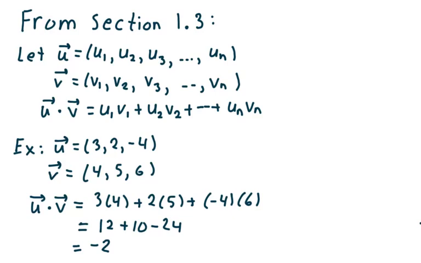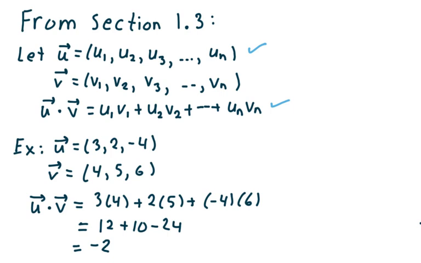This is a video from section 1.3 in a linear algebra class. Let u equal the vector u1, u2, u3 all the way through until un. Let v equal the vector v1, v2, v3 through vn. The dot product of u and v is equal to u1 v1 plus u2 v2 plus u3 v3 plus all the way through until u sub n v sub n.